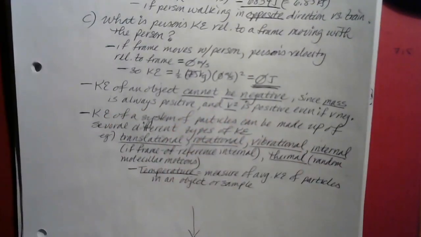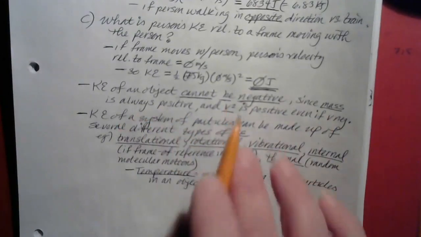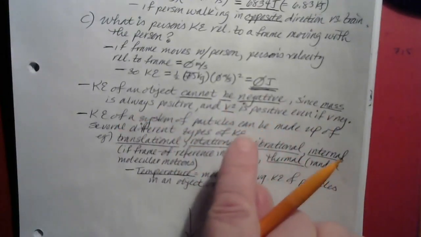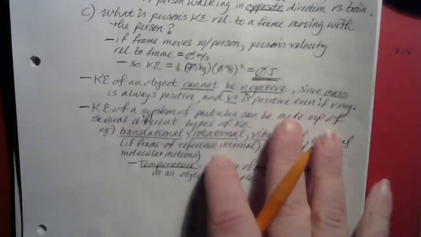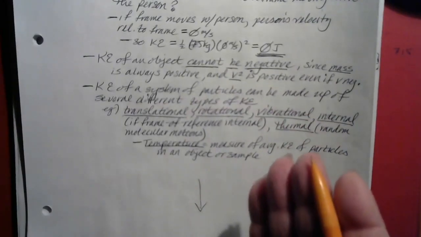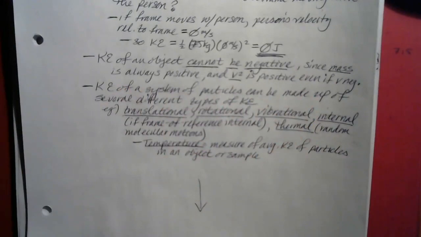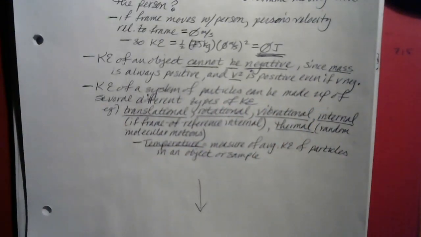The kinetic energy of an object cannot be negative, and that's simply because mass cannot be negative, and v squared cannot be negative either. Velocity can be negative, but when you square it, it's got to be positive, because a negative number squared is positive, and a positive number squared is positive. So kinetic energy is always positive. If you get a negative answer in working out kinetic energy on a question, there's definitely something wrong.